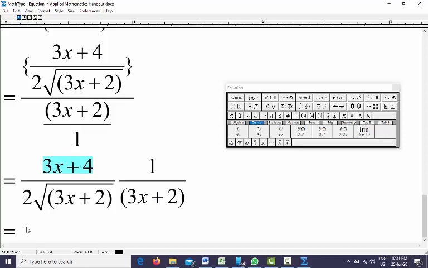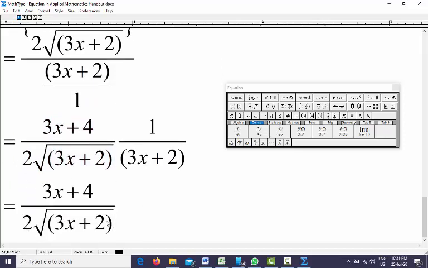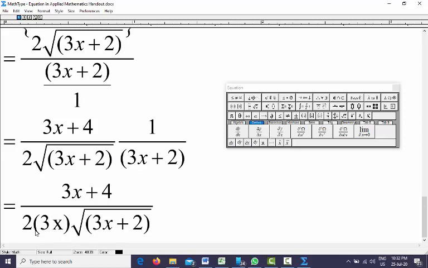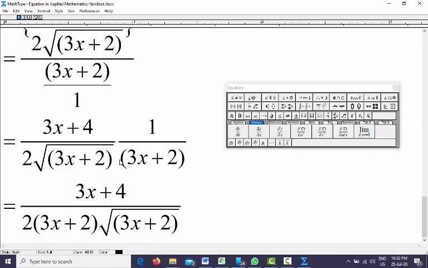So that means what we will get is, in the denominator we will have 3x plus 2 multiplied by the square root of 3x plus 2, and in the numerator this one will get multiplied by 1, so we will have only 3x plus 4.